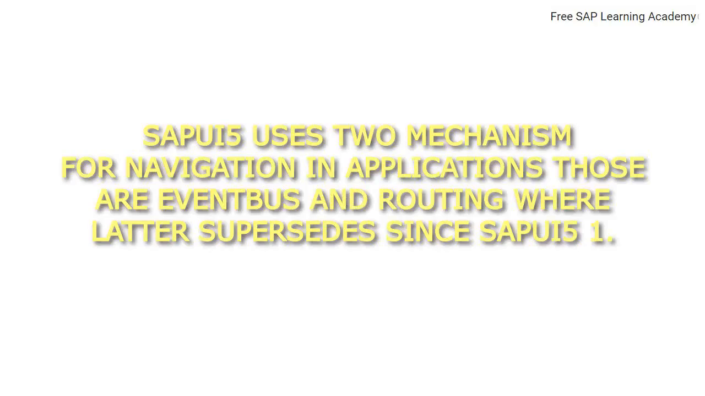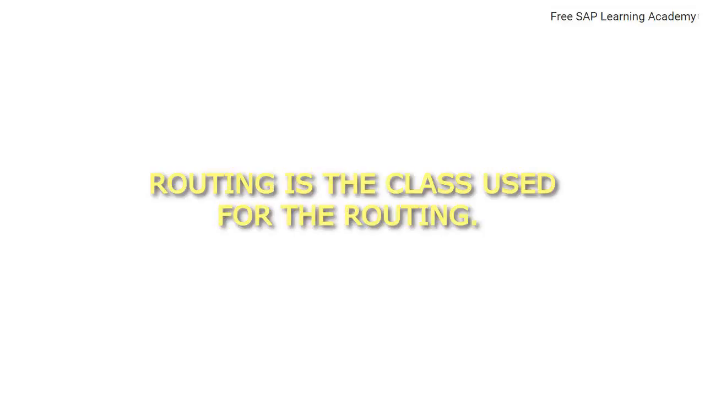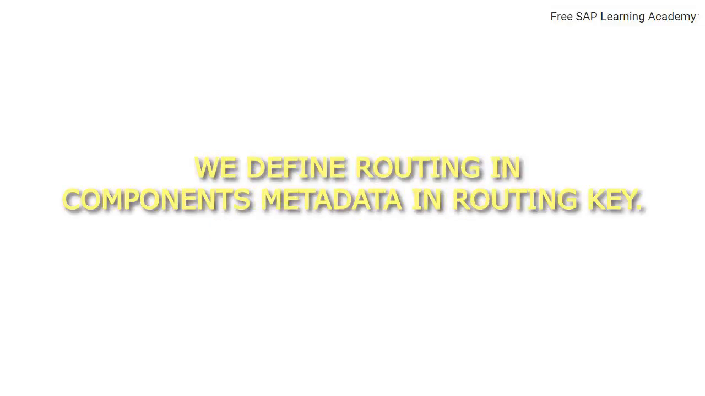Q3. Explain navigation concept in SAP UI5. A. SAP UI5 uses two mechanisms for navigation in applications: event bus and routing, where the latter supersedes since SAP UI5 1.16. sap.ui.core.routing is the class used for the routing. We define routing in the component's metadata in the routing key.